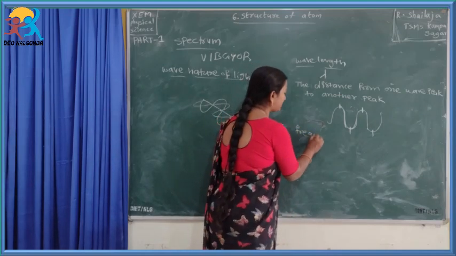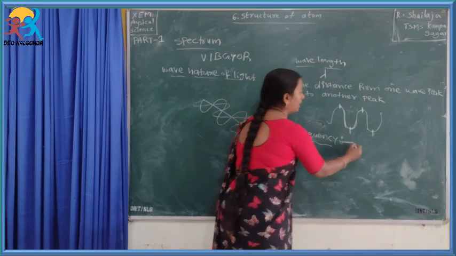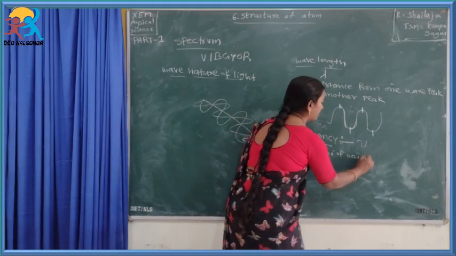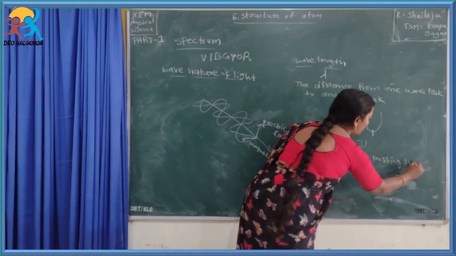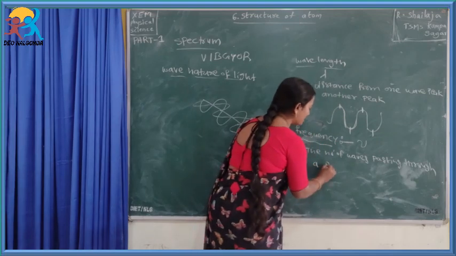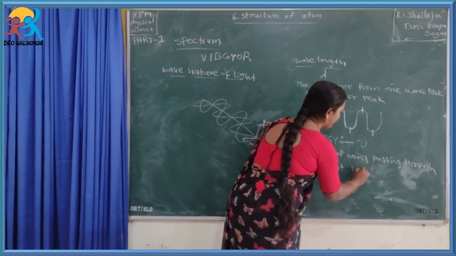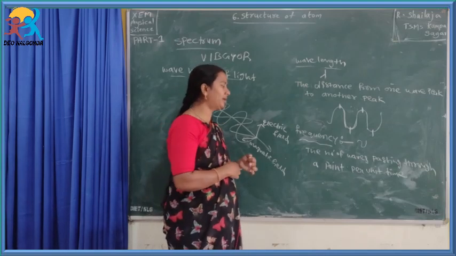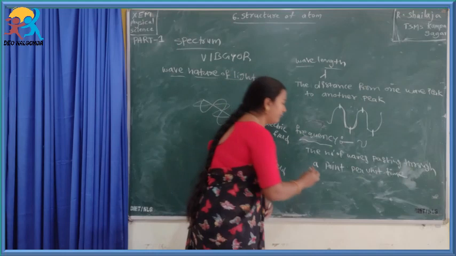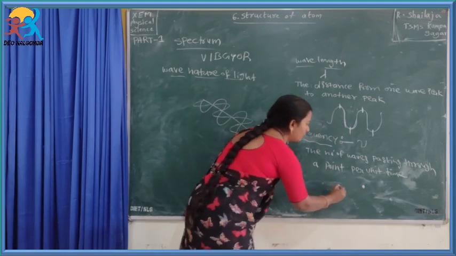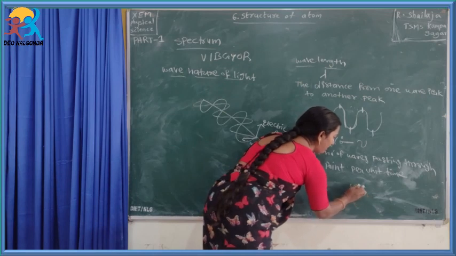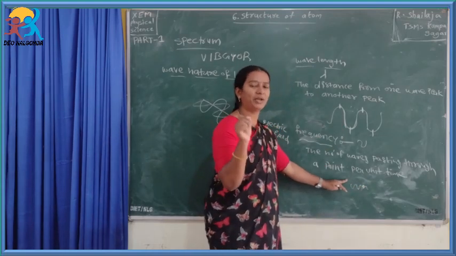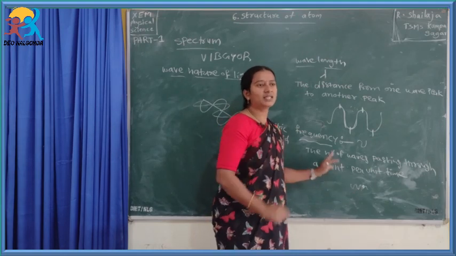Next one, frequency. Frequency is denoted with mu. The number of waves passing through a point per unit time is considered as the frequency. For example, you see here a point is there. How many waves are crossing this point per unit time, that is considered as the frequency.